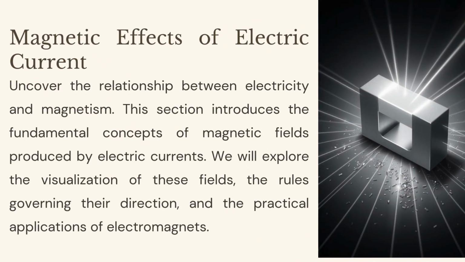Fourth chapter in Class 10 Physics is Magnetic Effects of Electric Current. This chapter uncovers the relationship between electricity and magnetism. This section introduces the fundamental concepts of magnetic fields produced by electric currents. We will explore the visualization of these fields, the rules governing the direction, and the practical applications of electromagnets.